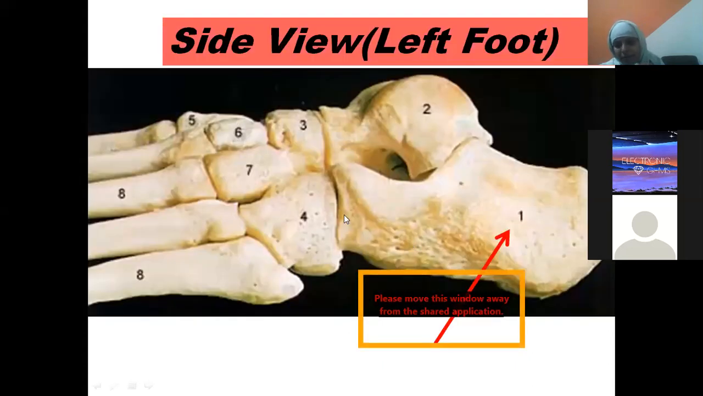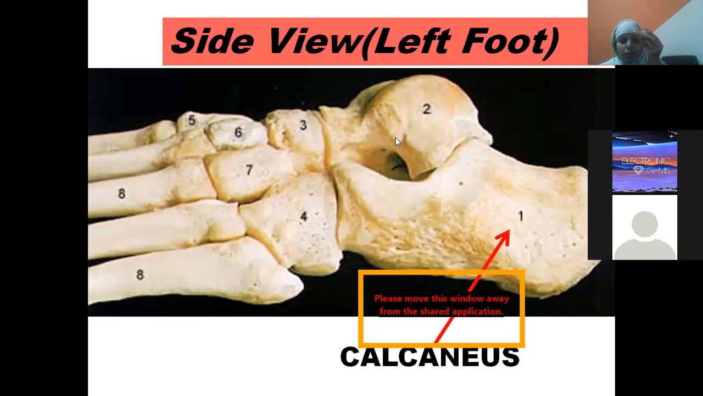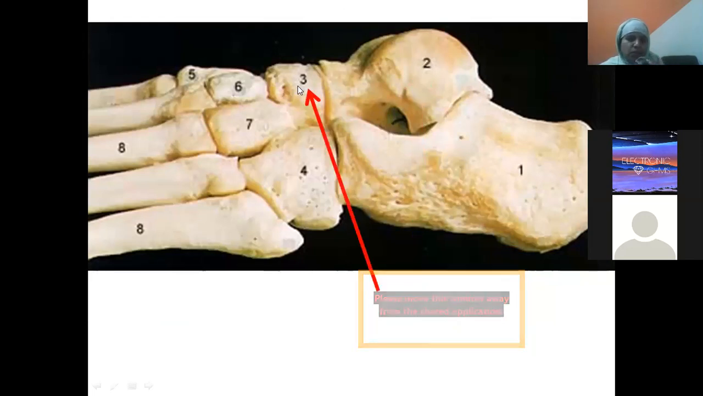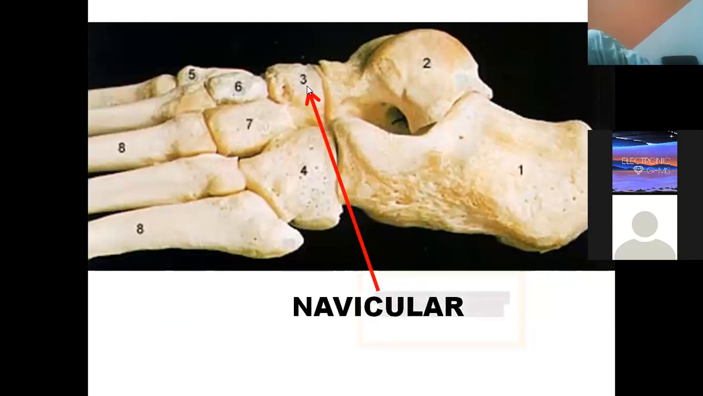Now, can you identify this bone? Big one, biggest among all. Calcaneum. Okay, can you identify this bone? Talus. Yeah, very good. Can you identify this bone? Boat shaped. Navicular.